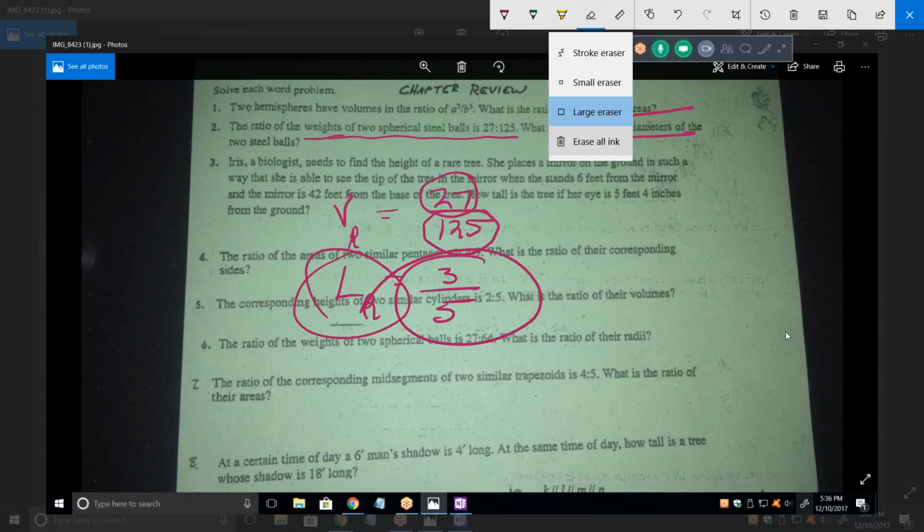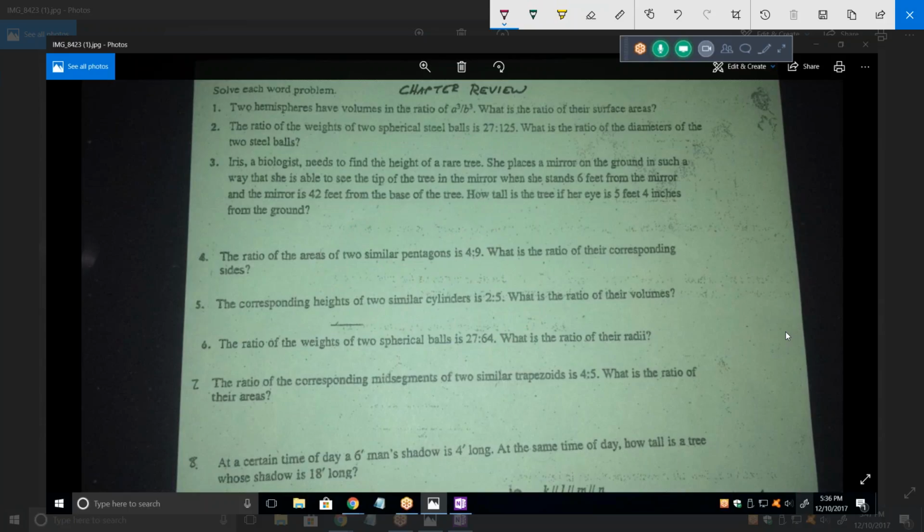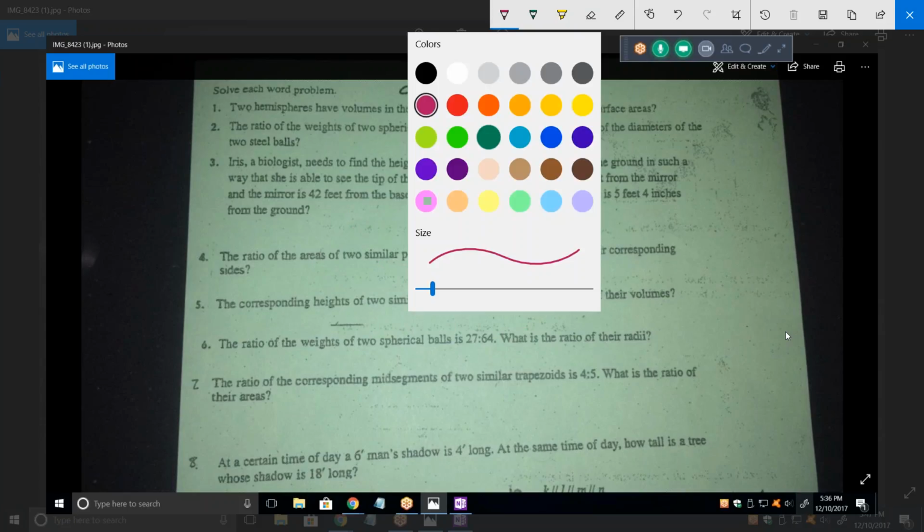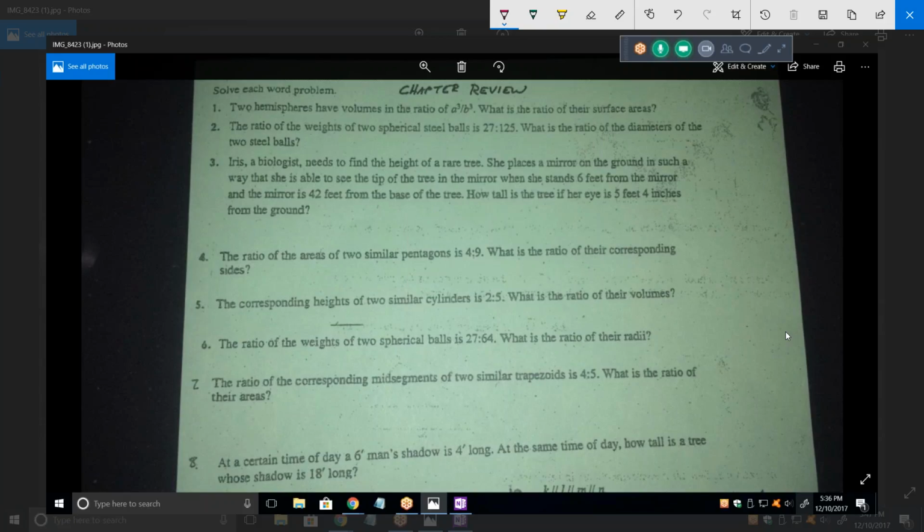All right, let's take a look at 3. They get harder. Chatfield is a very demanding curriculum, for sure.